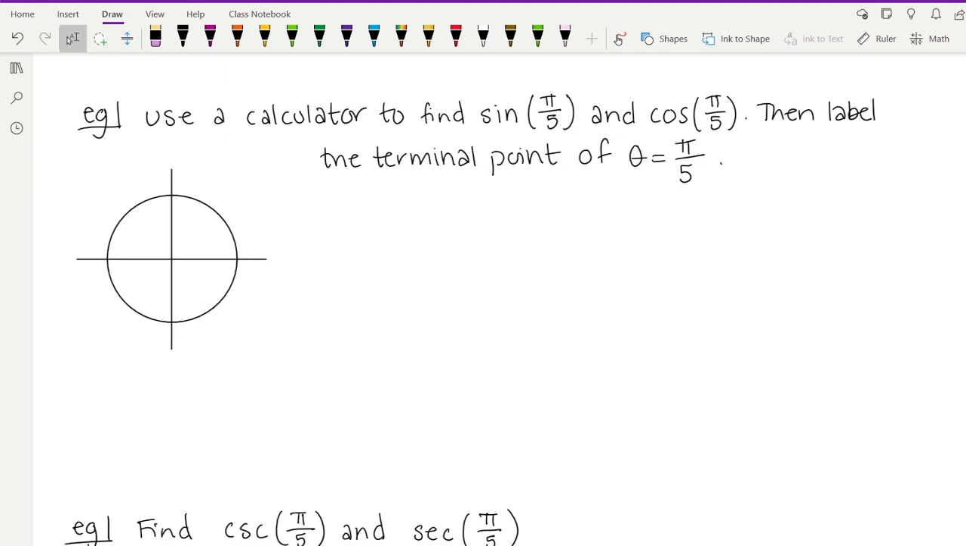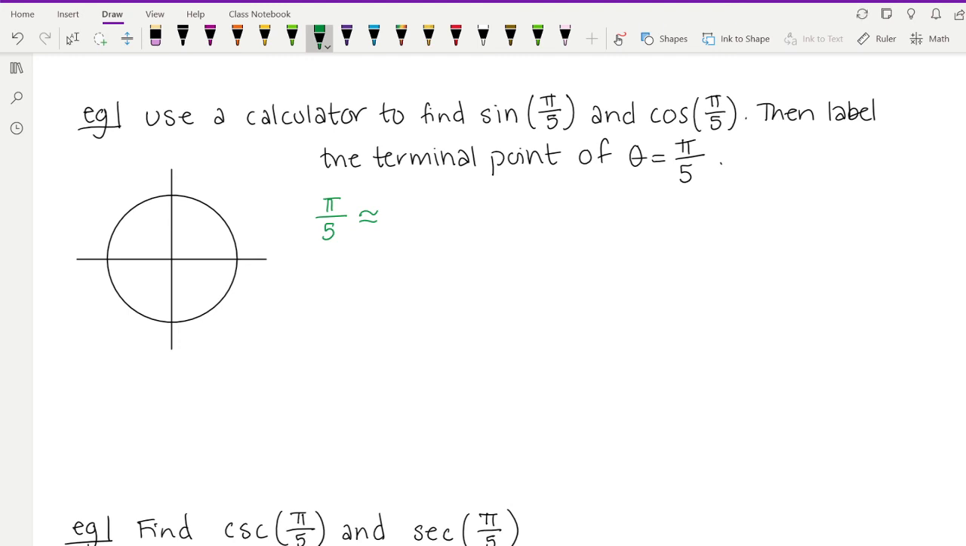So this problem says use a calculator to find sine of pi over 5 and cosine of pi over 5, and then we're going to use that information to label the terminal point of theta is equal to pi over 5. So first thing I want to say is that pi over 5, so what is that approximately, just so we can kind of eyeball where it is on the unit circle.